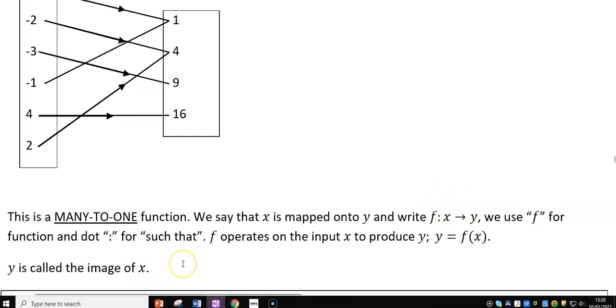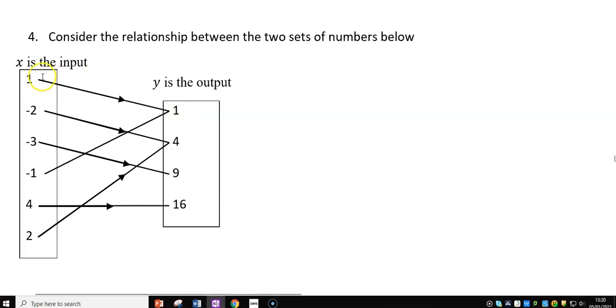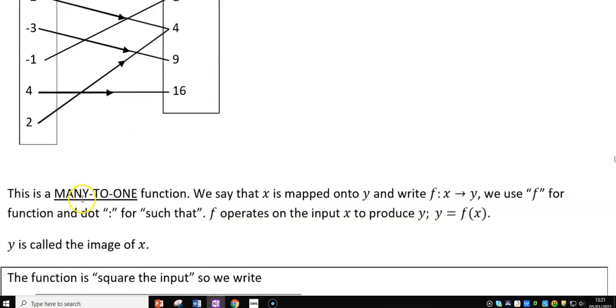So y is called the image of x. So here, for example, up here, 1 is the image of 1, 4 is the image of minus 2, 9 is the image of minus 3, 16 is the image of 4, and so on.